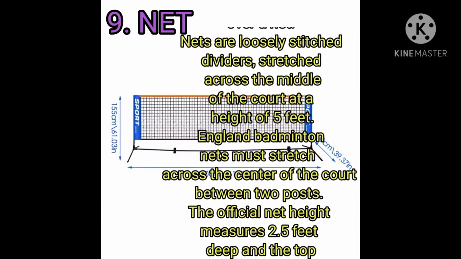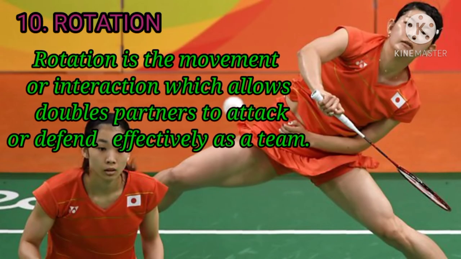9. Net. Nets are loosely stitched dividers, stretched across the middle of the court at a height of 5 feet. England badminton nets must stretch across the center of the court between two posts. The official net height measures 2.5 feet deep at the top. 10. Rotation. Rotation is the movement or interaction which allows doubles partners to attack or defend effectively as a team.